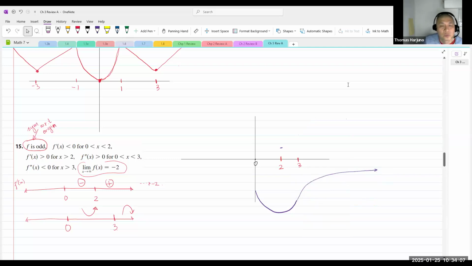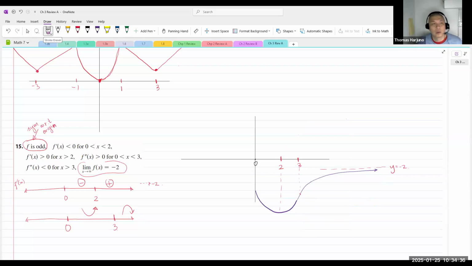Like this. Okay, and then this is the horizontal asymptote, y equals -2. Between 0 to 2, the slope is negative, concave up. Between 2 to 3, the slope is positive, still concave up, right? But from 3 to infinity, the slope is positive, yet concave down.